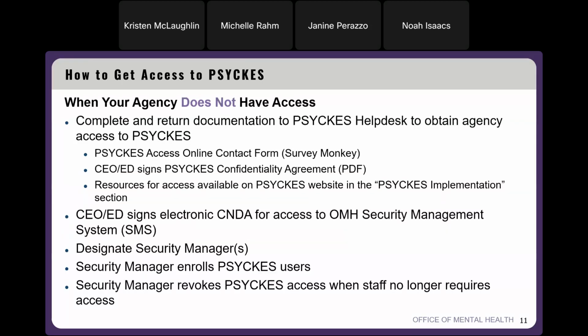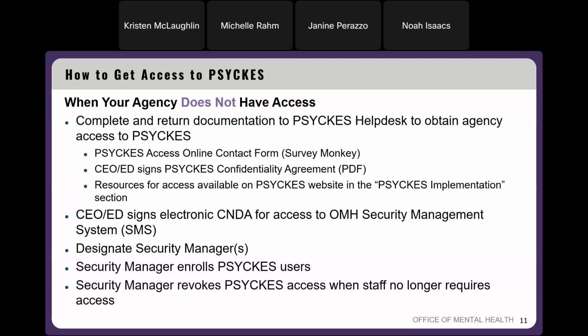Now, for hospitals that don't have PSYCKES access, this is what they'll need to do. They'll need to complete and return documentation to the PSYCKES Help Desk, which includes the PSYCKES online contact form. We also need to have the CEO or ED sign the PSYCKES confidentiality agreement, and then we provide implementation tools. So once we have those two pieces of information, we're off to the races.